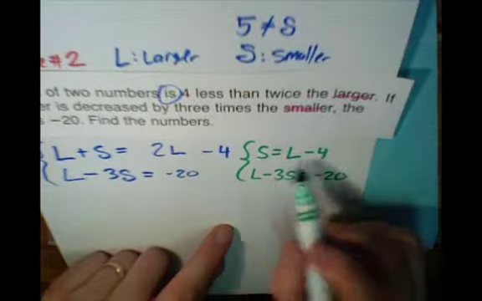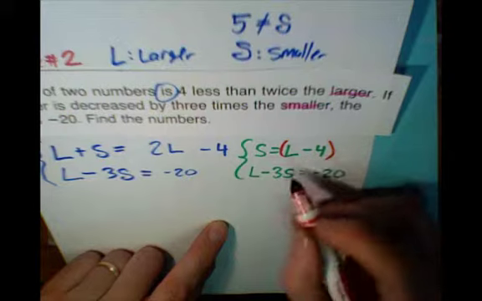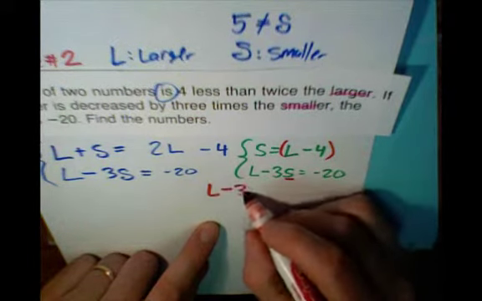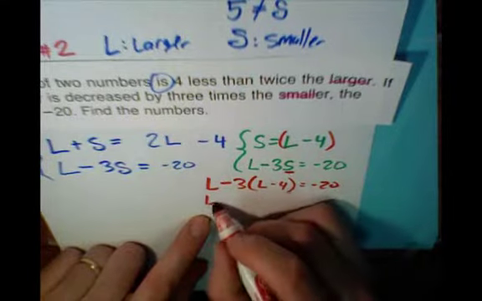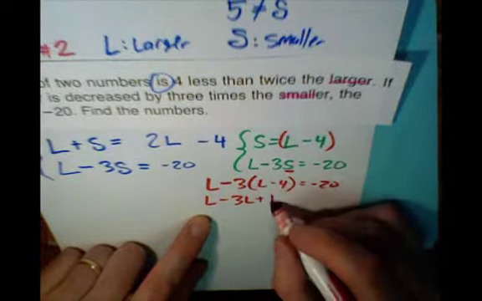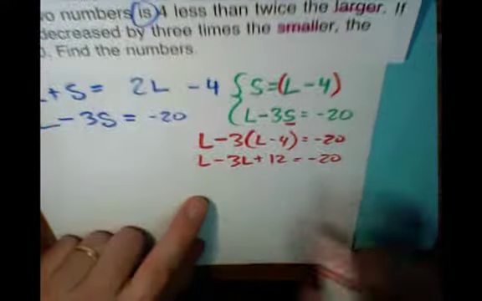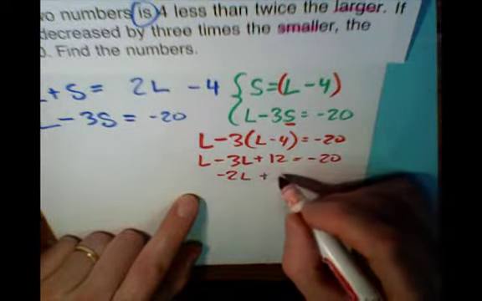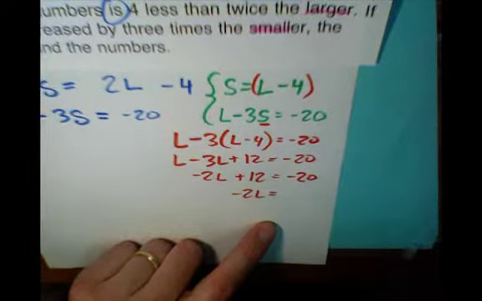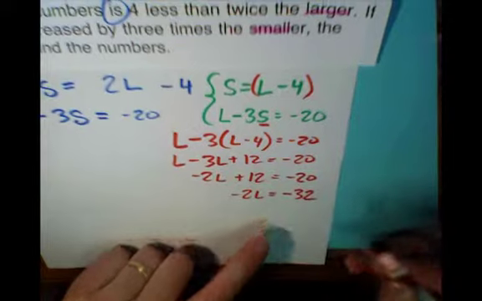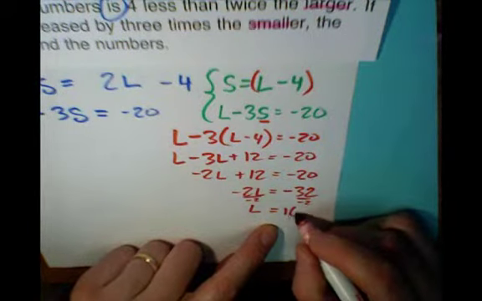Now I'm going to use substitution because S equals L minus 4. That's almost an obvious case of substitution. So I'm going to substitute L minus 4 where it says S. L minus 3 times the quantity, L minus 4, equals negative 20. And now we just use the distributive property. Minus 3L plus 12. Notice negative 3, negative 4, multiply to form a positive 12. And combine like terms. Negative 2L plus 12 equals negative 20. Subtract 12 from both sides. Negative 2L equals negative 32. So this will give us, if we divide by negative 2, L equals a positive 16.